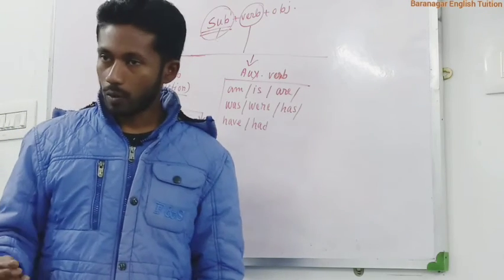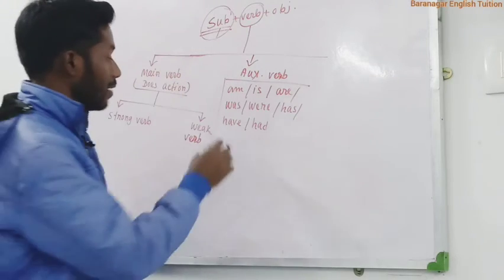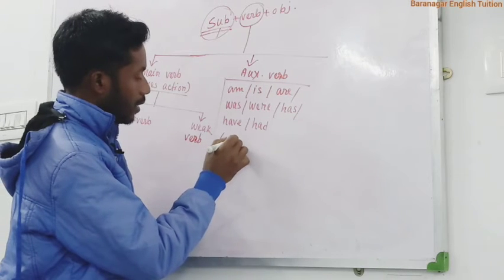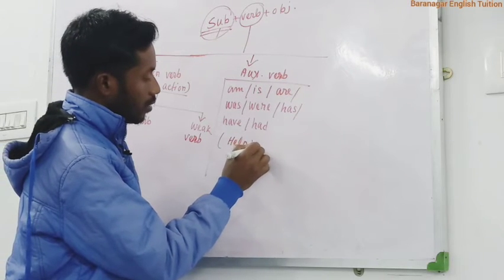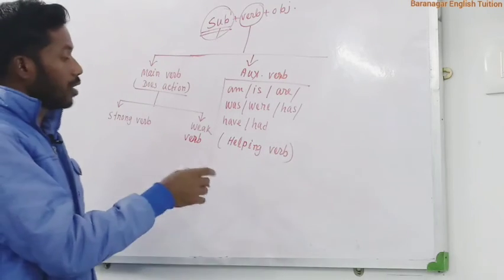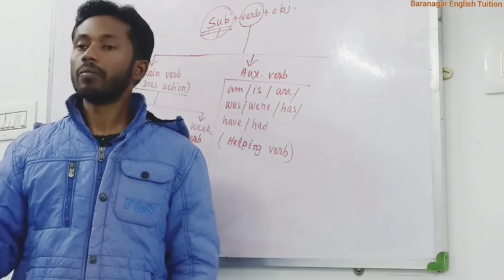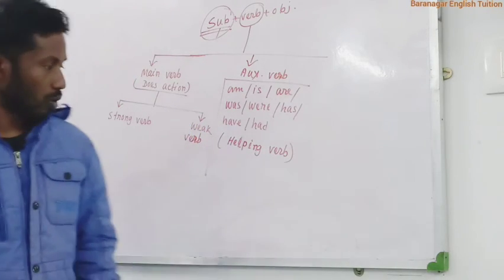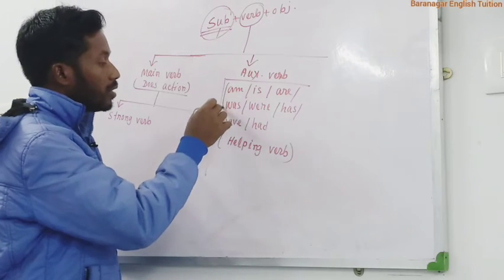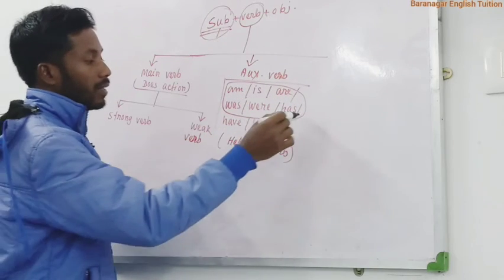These are auxiliary verbs. Now these verbs have another name, and that is known as helping verb, because they help the main verb, meaning strong or weak verb, they help them. That's why they are also known as helping verbs.